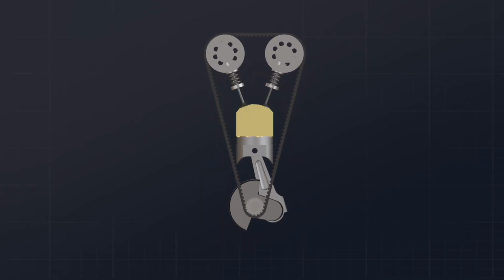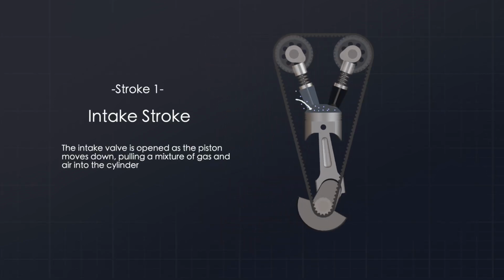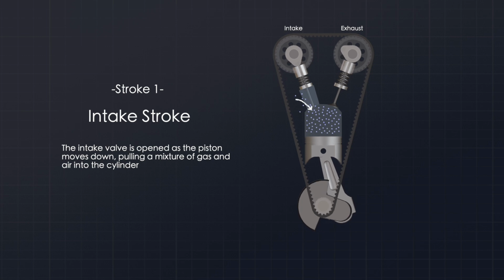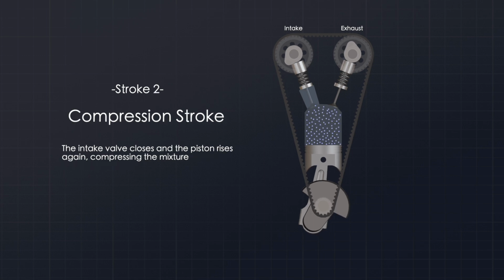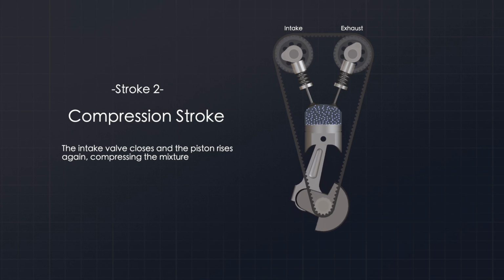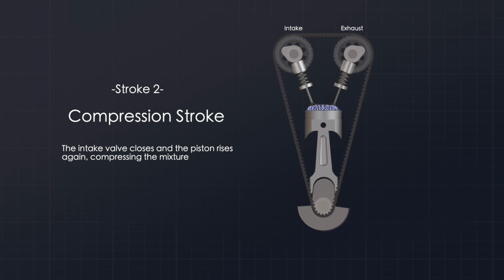So the first stroke is where the cycle begins, and it's called the intake stroke. The camshaft rotates the cam lobe, which pushes the intake valve open as the piston is moving down, which pulls air and fuel into the cylinder. Then for stroke 2, called the compression stroke, the intake valve closes and the piston moves back up, which compresses the air and fuel into a small space at the top of the cylinder.